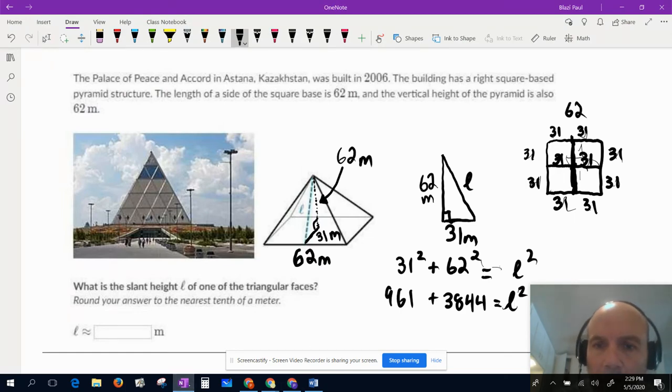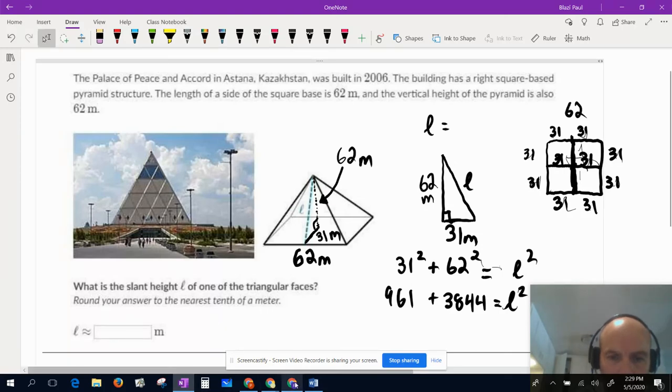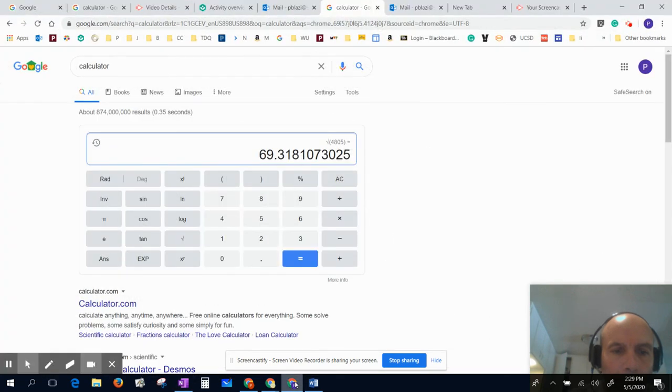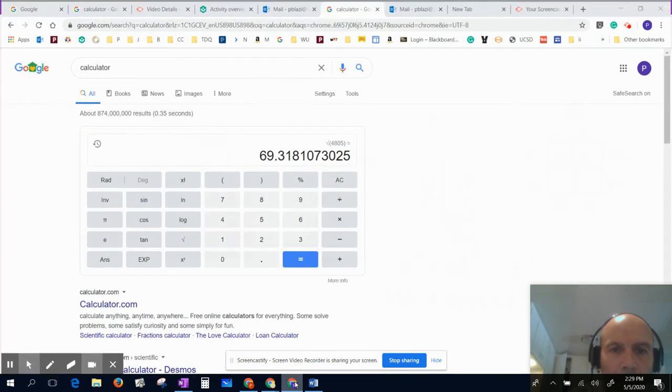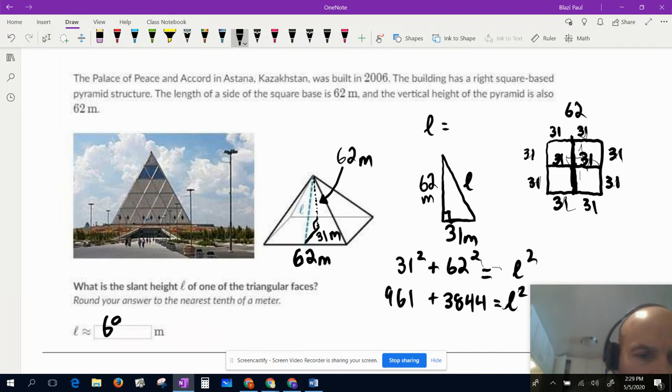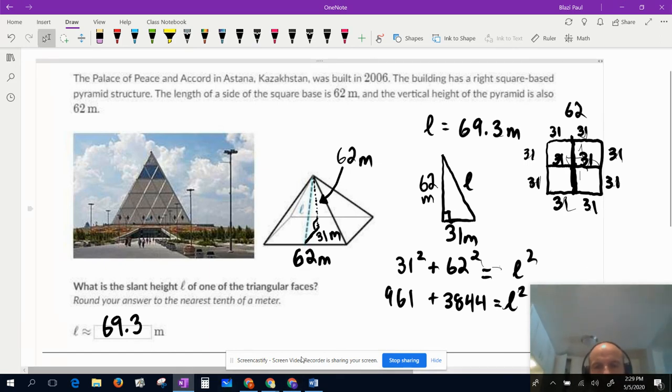That makes L, or the slant height, 69.3 meters. Okay, all right. Hopefully that makes sense. I know it makes sense.